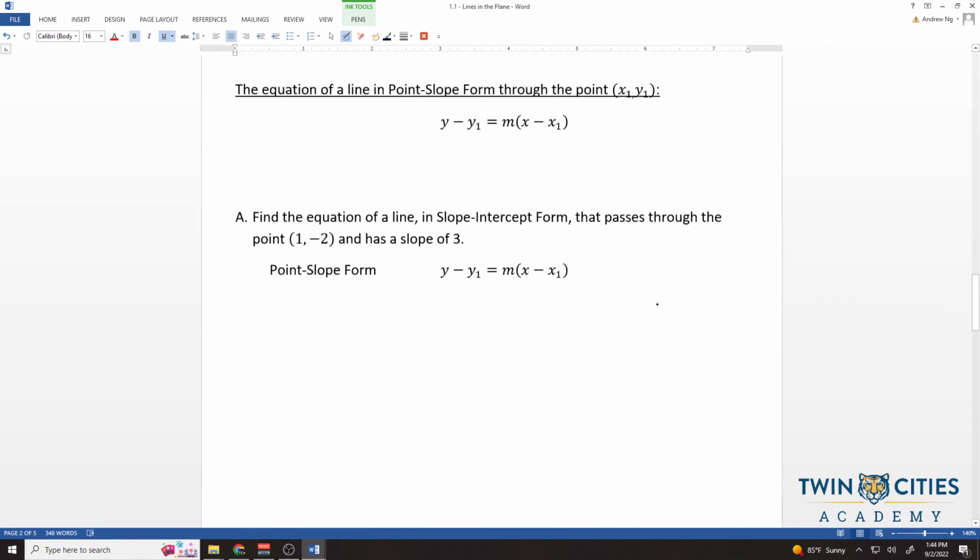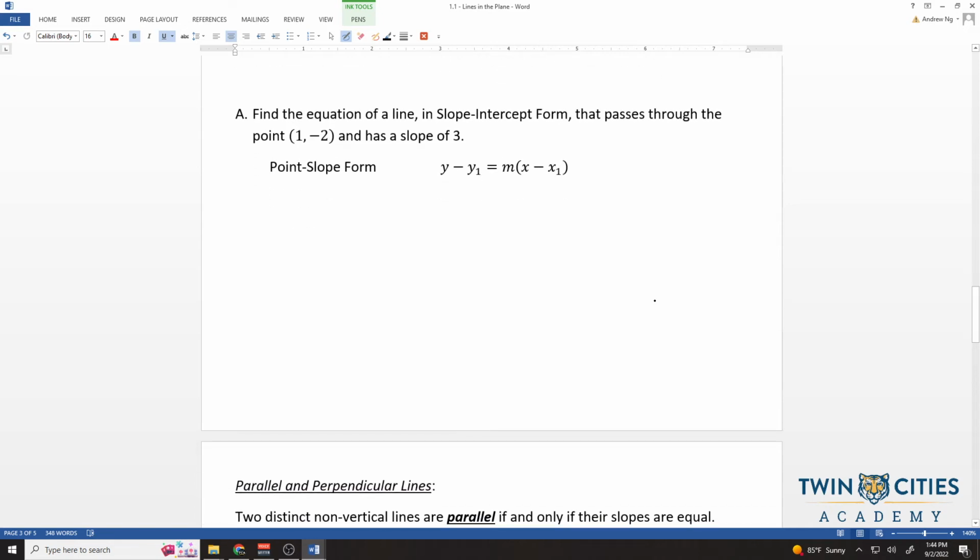Let's use it in an example. Example A here. Find the equation of a line in slope-intercept form that passes through the point 1, negative 2. Let's pause there and label that. That is going to be my x1 and y1. And this has a slope of 3, so m equals 3.